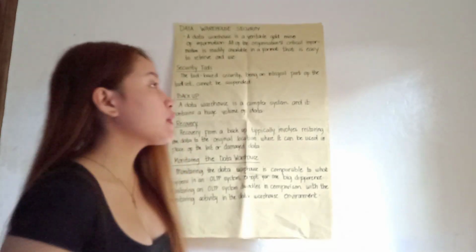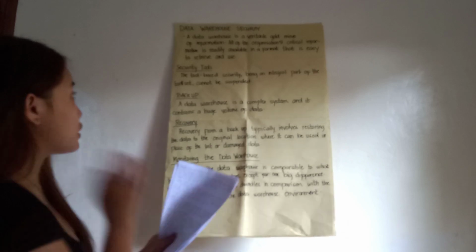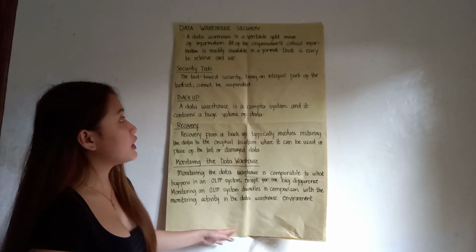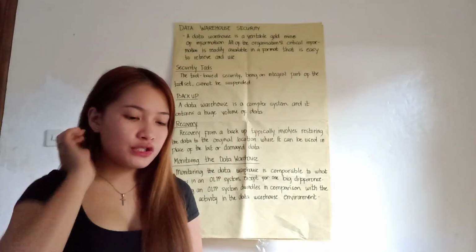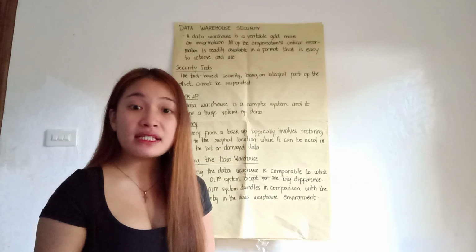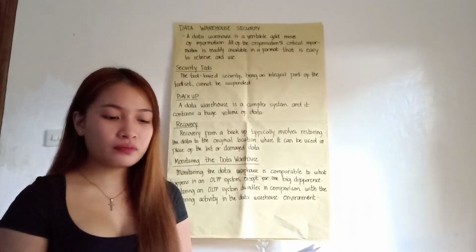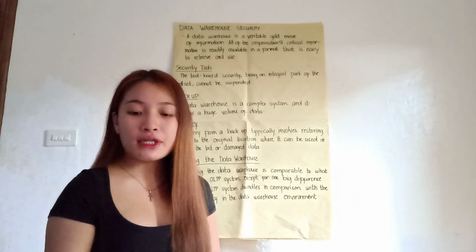For the next topic, which is data warehouse security. A data warehouse is a veritable gold mine of information. All of the organization's critical information is readily available in a format that is easy to retrieve and use. In an operational system, security is ensured by authorizations to access the database. So the project team must establish a security policy for the data warehouse.